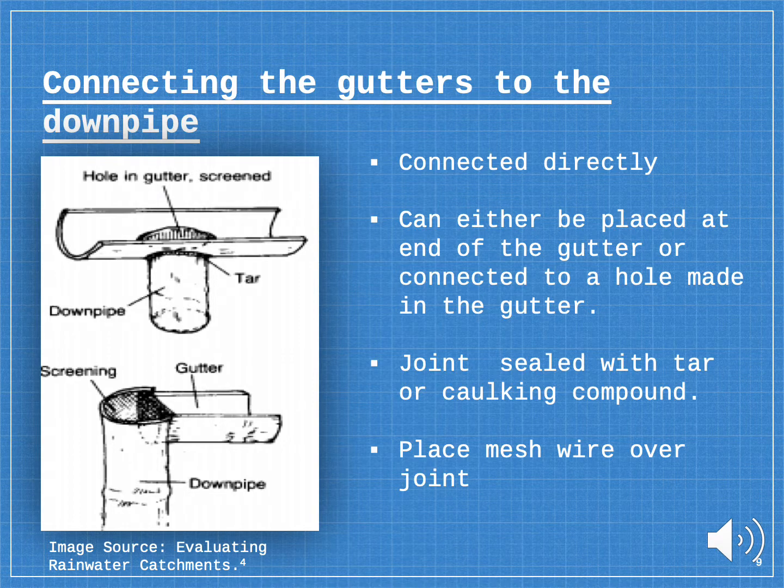How to connect the gutters to the downpipe. They are connected directly. The downpipe may be connected directly to the end of the gutter as shown here, or connected to a hole through the gutter as shown here. Either way, a mesh wire must be placed over the joint to act as a sort of filter, preventing materials such as leaves that may be in the water from flowing into the tank. The joint is then sealed with tar or caulking powder.